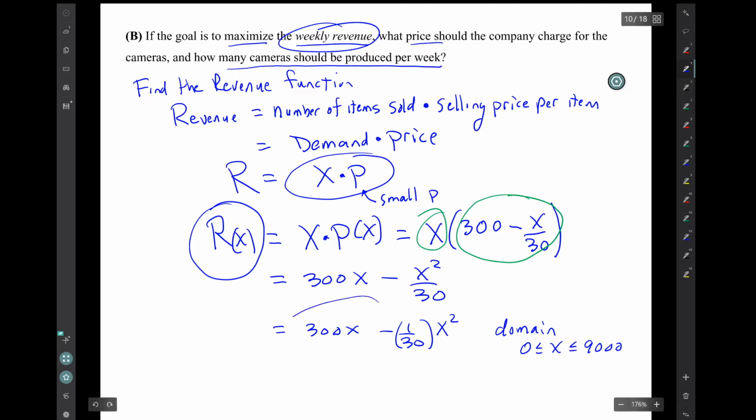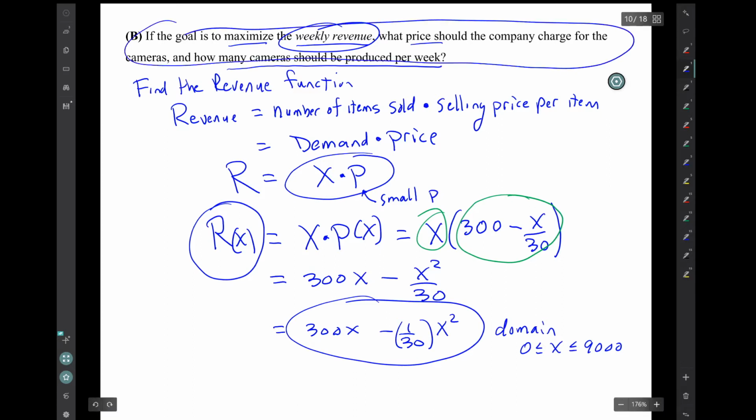Well, we should think about the quantity first because we have revenue written as a function of demand, as a function of x. So we should take this given question, which asked first about price, and we should answer it in a different order from the way it's written. So in other words, we should ask this question: what value of x maximizes the revenue? Find that value of x. That'll be the number of cameras that should be produced each week. Once we find that value of x, then we'll write the corresponding value of p.